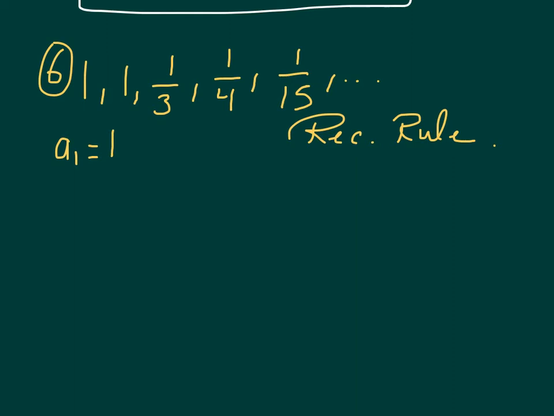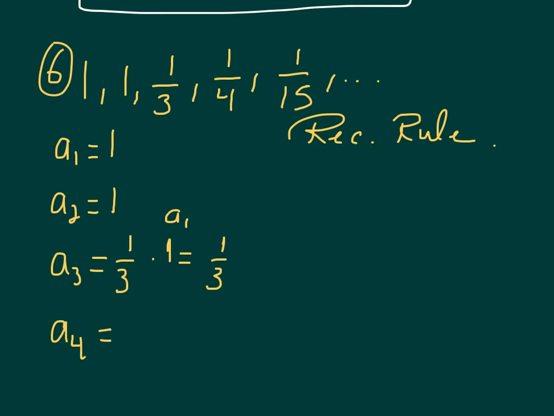If the first term is 1 and the second one is 1, what did they have to do to get to the third term? Well, I'm going to think maybe they took 1/3 of a_2 or a_1. And so that gave us 1/3. So to get to the next one, what did they do? They did 1/4 of 1 again and gave me a fourth.